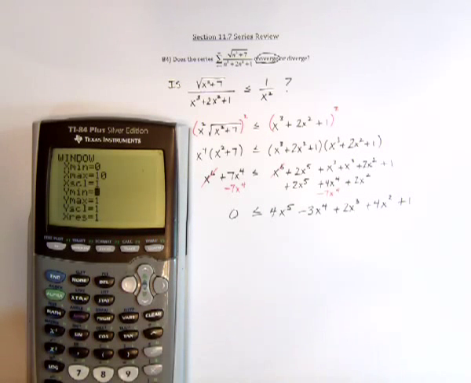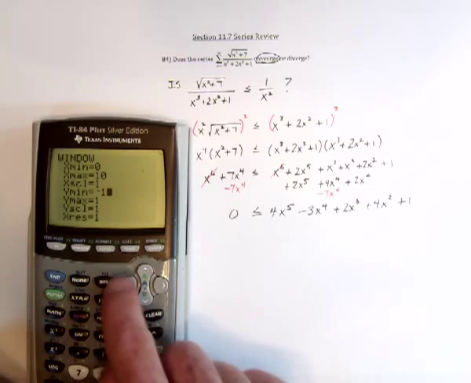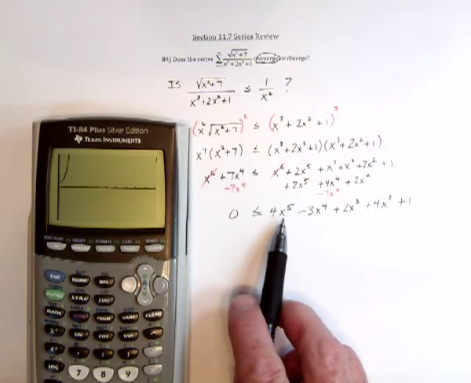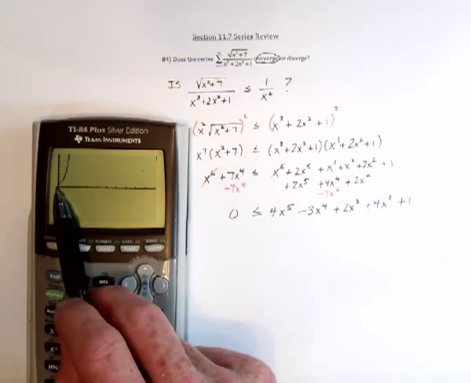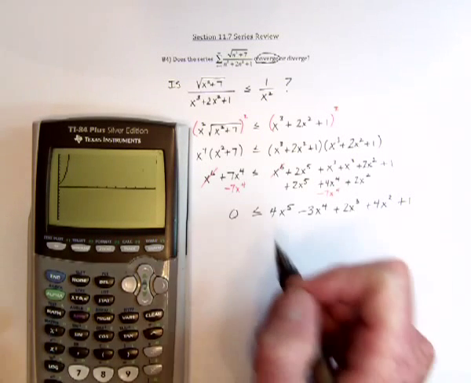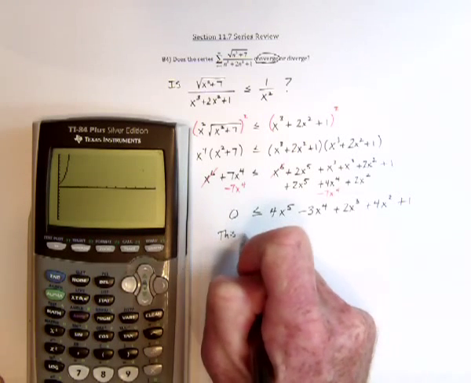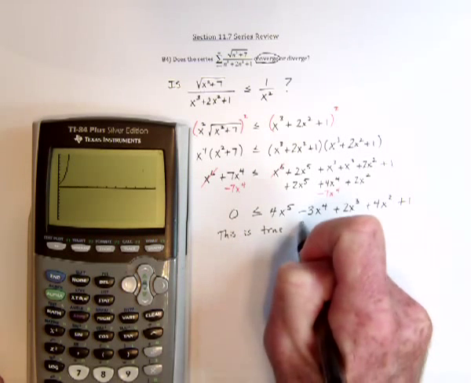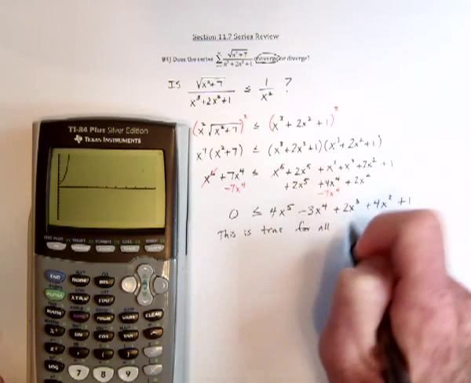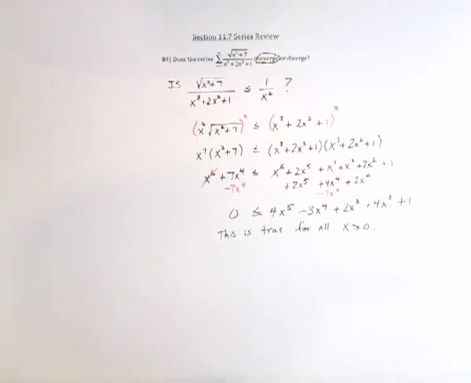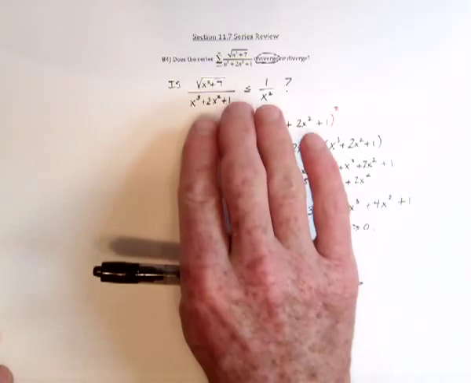So I need to be able to look at negative and positive values, so maybe I should just go from negative 10 to positive 10. And, oh yeah, x to the fifth dominates this thing from the very beginning. It never even lets it be negative at all. So that means that this inequality is true, and so it passes this.